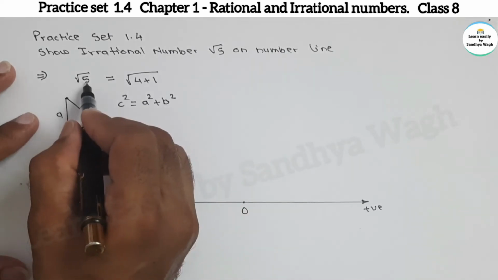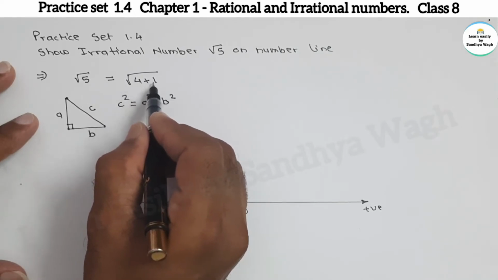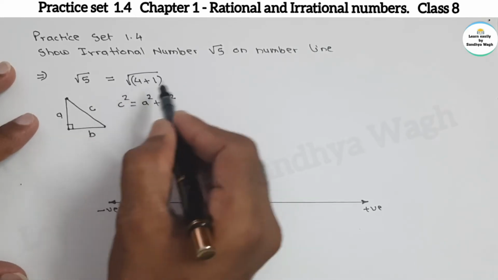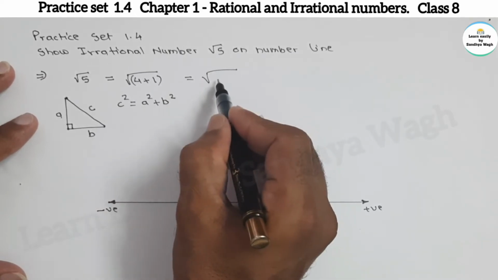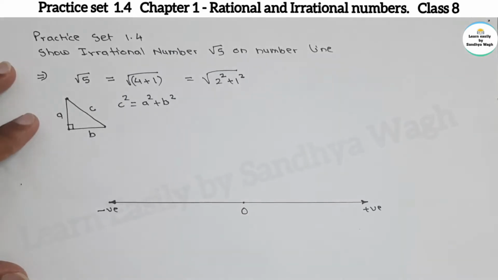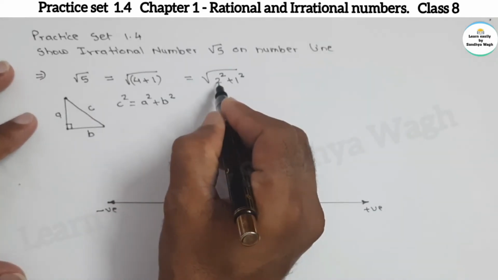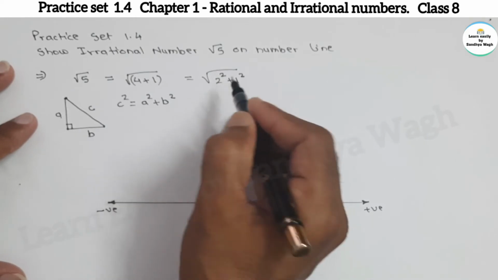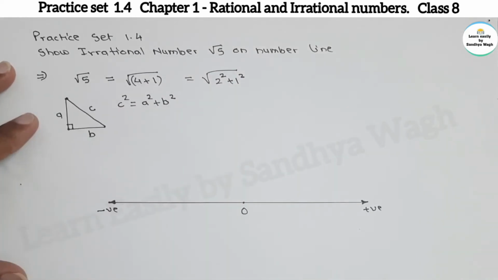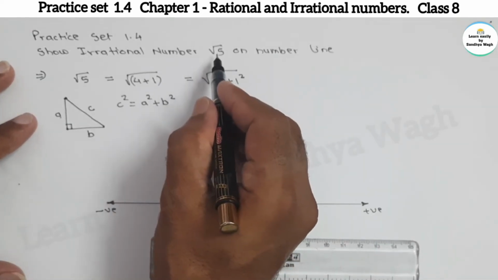Here, root 5 we have written as root of 4+1. And 4, what is 4? 4 is 2 square, 1 is 1 square. Thus, if we mark A as 1 unit and B as 2 units, then we get this C as root 5. So let's start our activity and see how to draw the irrational number root 5 on the number line.